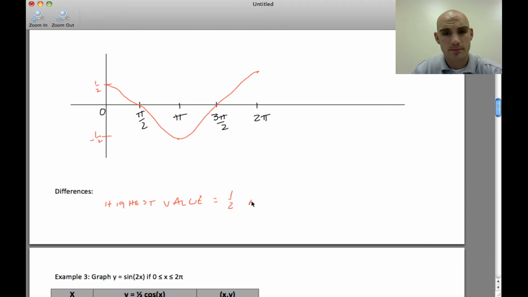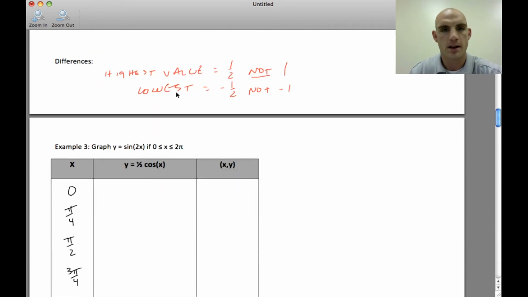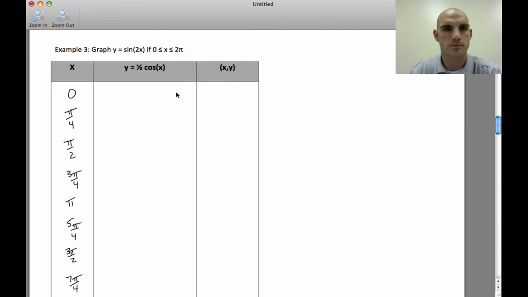Is 1/2, not 1. Lowest equals negative 1/2, not negative 1. So the difference is that my highs and my lows change based on what number's out front. Remember that. Okay? Let's look at another little example here.